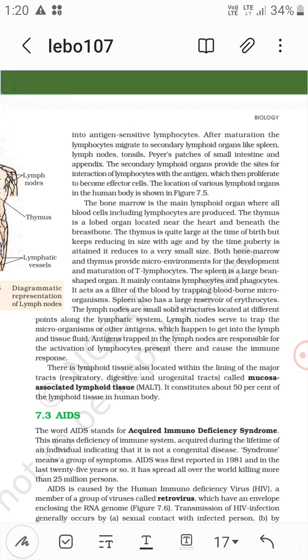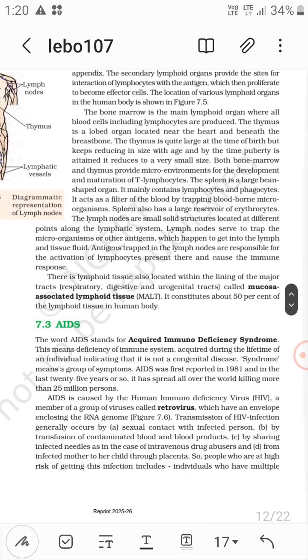The lymph nodes are small solid structures located at different points along the lymphatic system. Lymph nodes serve to trap the microorganisms or other antigens which happen to get into the lymph and tissue fluid. The antigens trapped in the lymph nodes are responsible for the activation of lymphocytes present there and cause the immune response, right?